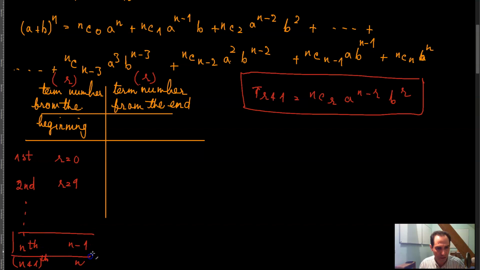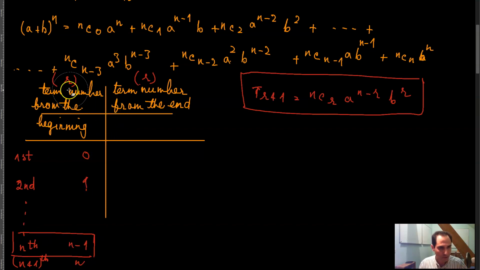So the relationship is always n and n minus 1, meaning always at the nth term from the beginning, the value of r is n minus 1. Meaning that over here you would get a 0, and over here you would get a 1, meaning at the nth term you would get n minus 1.